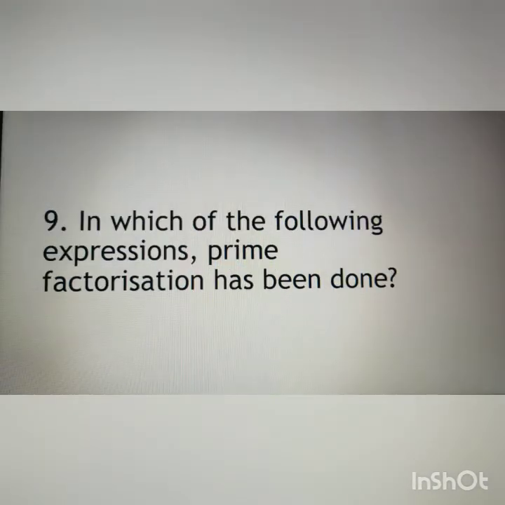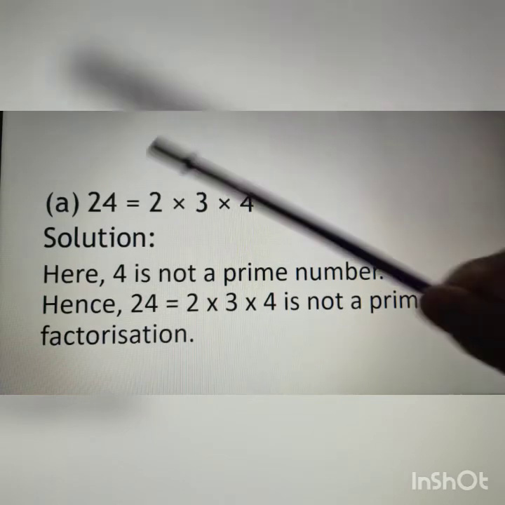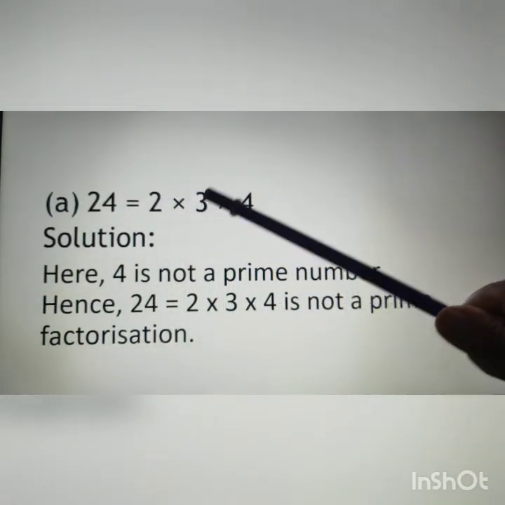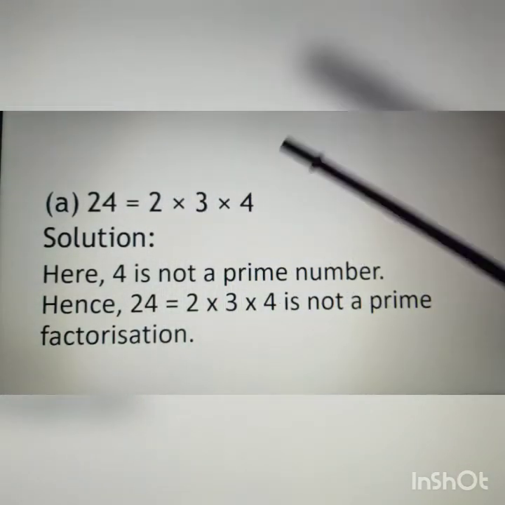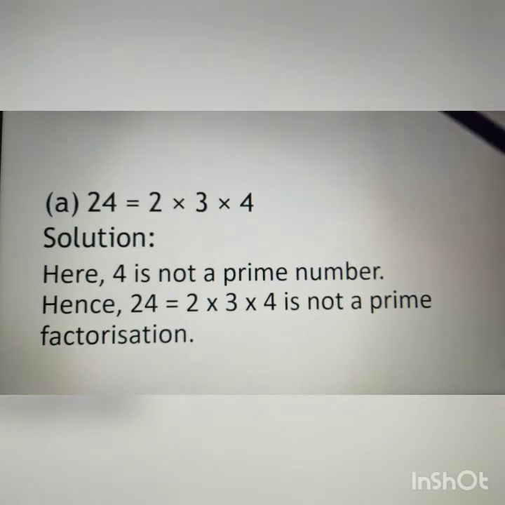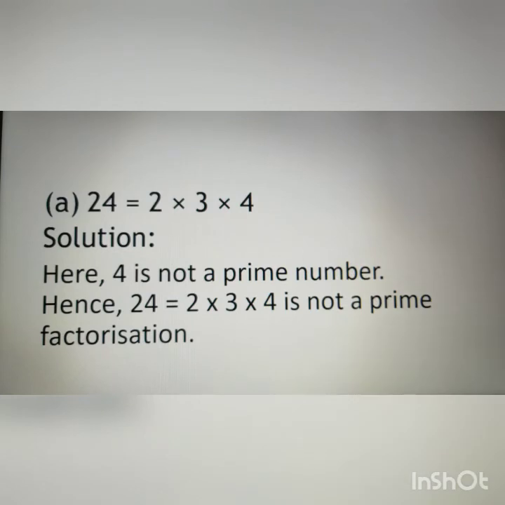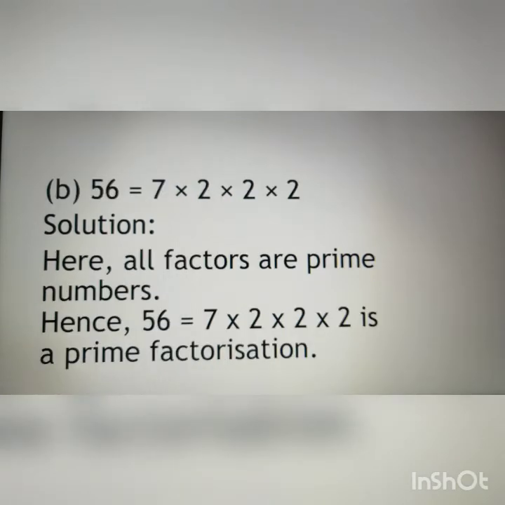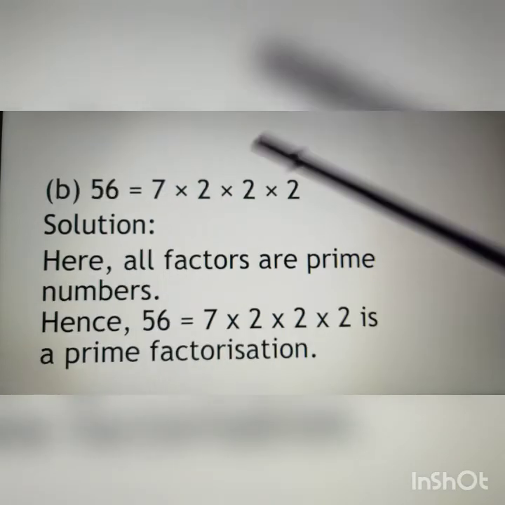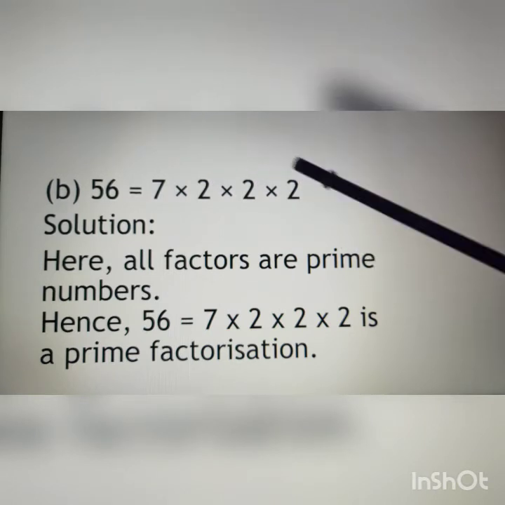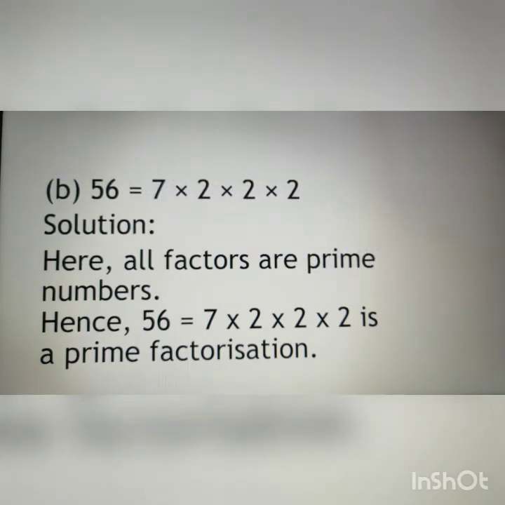Question number 9. In which of the following expressions prime factorization has been done? Question A. 24 is equal to 2 into 3 into 4 is given. Here 4 is not a prime number. So the prime factorization of 24 is not done. Question B. 56 is equal to 7 into 2 into 2 into 2. Since 7 and 2 are prime numbers, hence the prime factorization of 56 has been done.